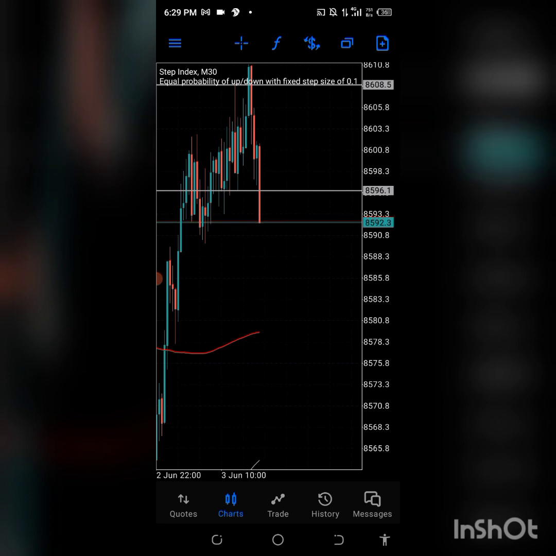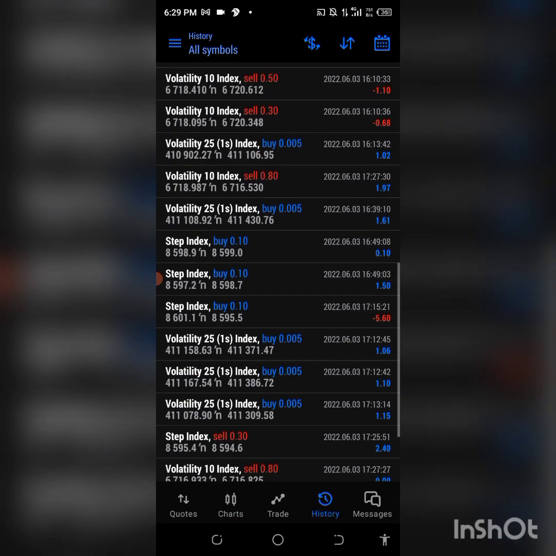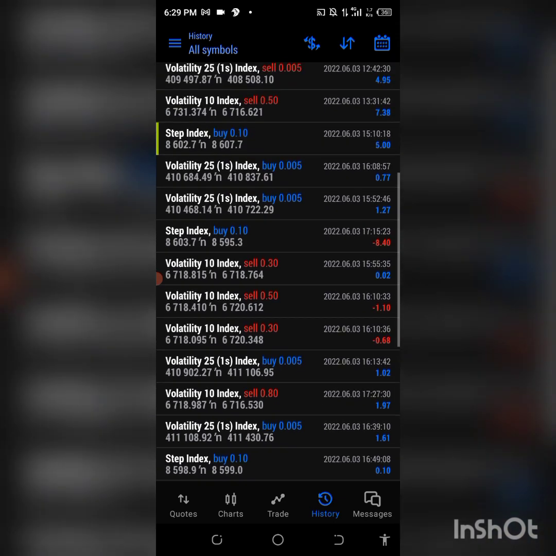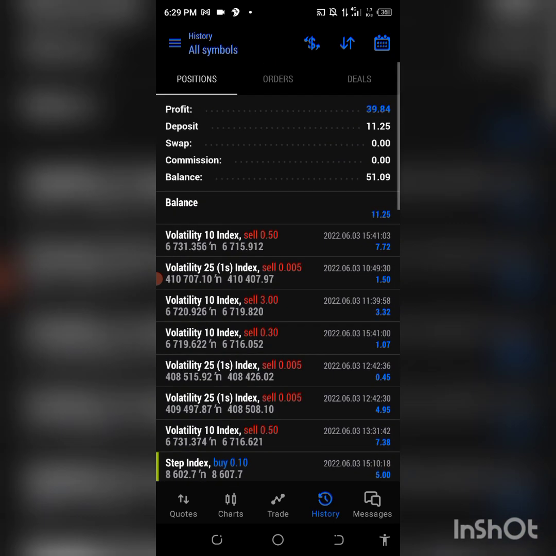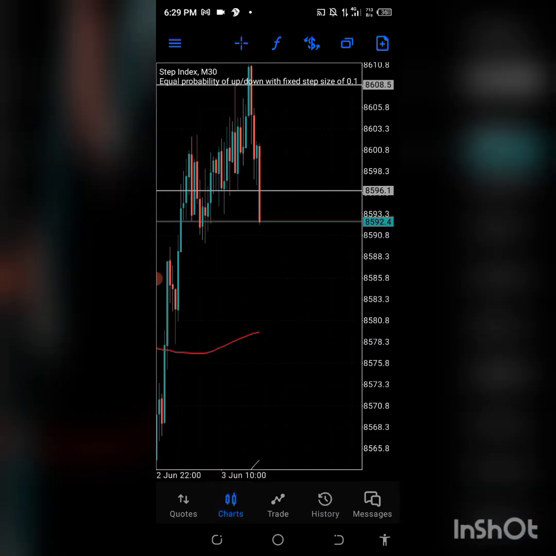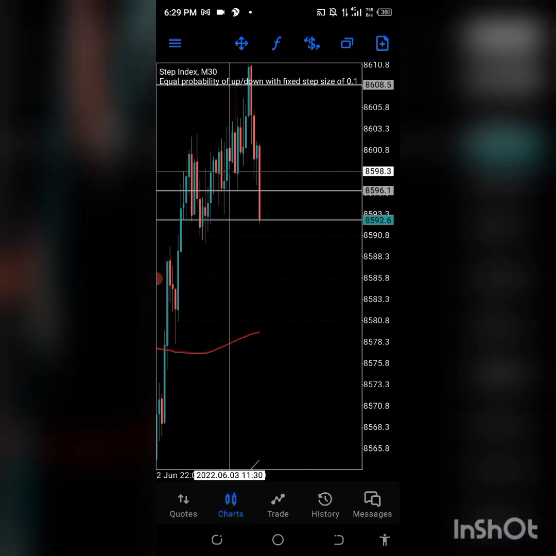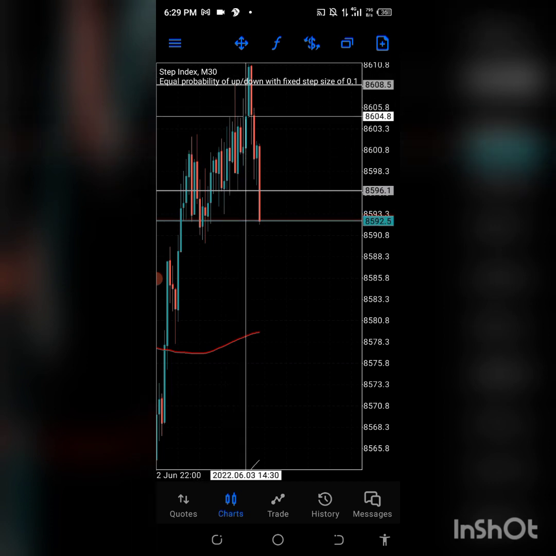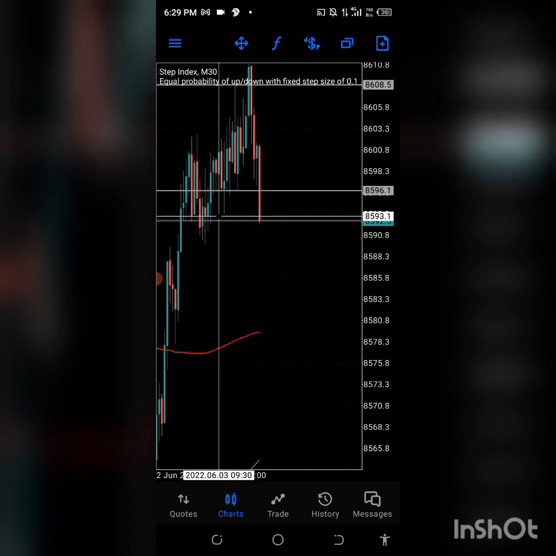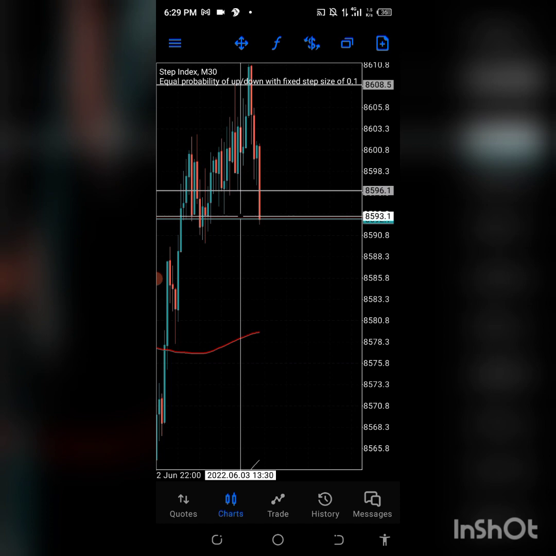I was buying before. Look at it. I made some losses. See, I made loss. Step Index minus $5. Step Index minus $8. So there were some losses when I was buying. I bought at this spot, at this point it was going up. When it got here, I never knew that was a double top. So it came down and I had to go out. Then I entered the sell, and I also made profit from the sell.